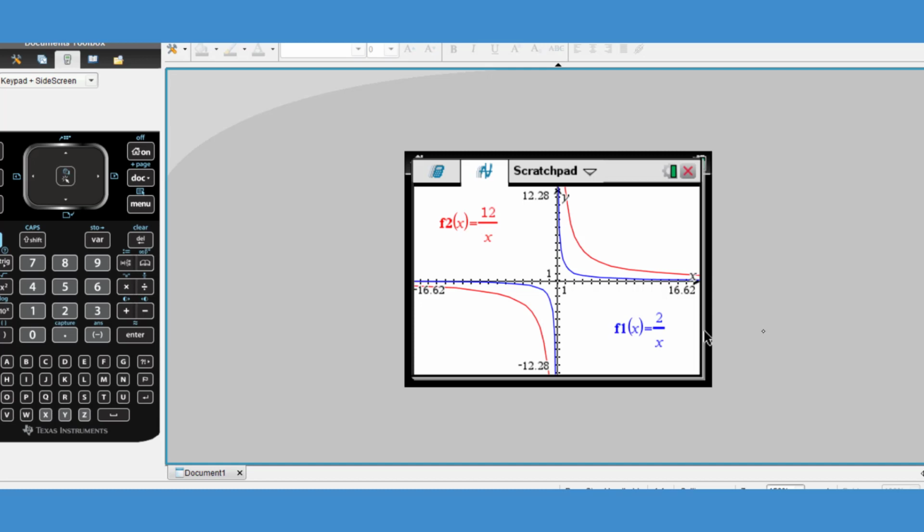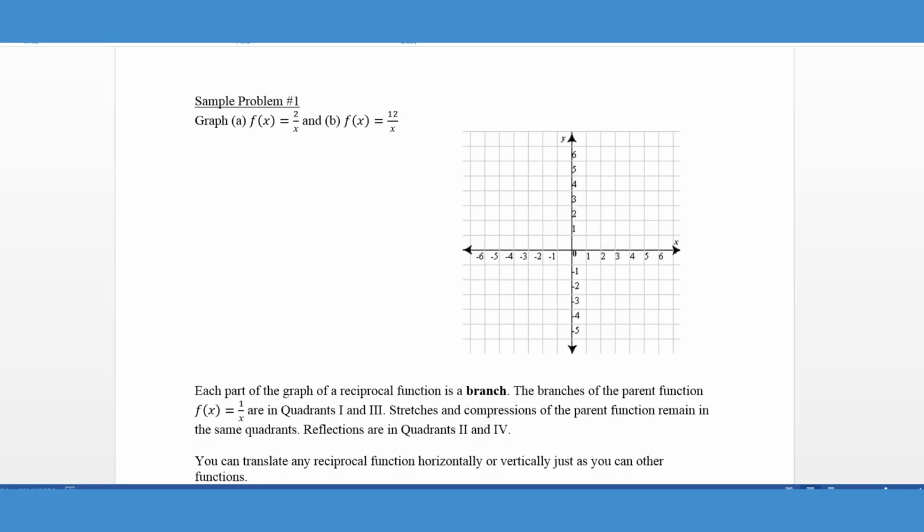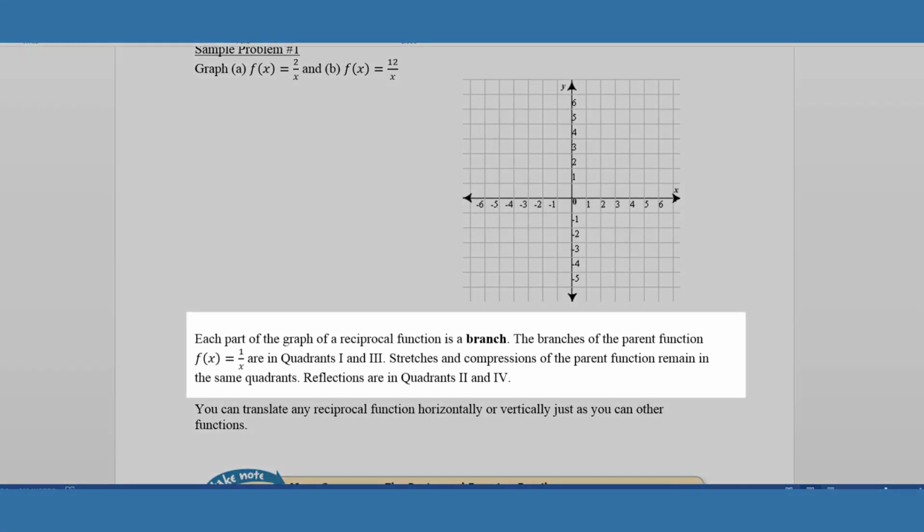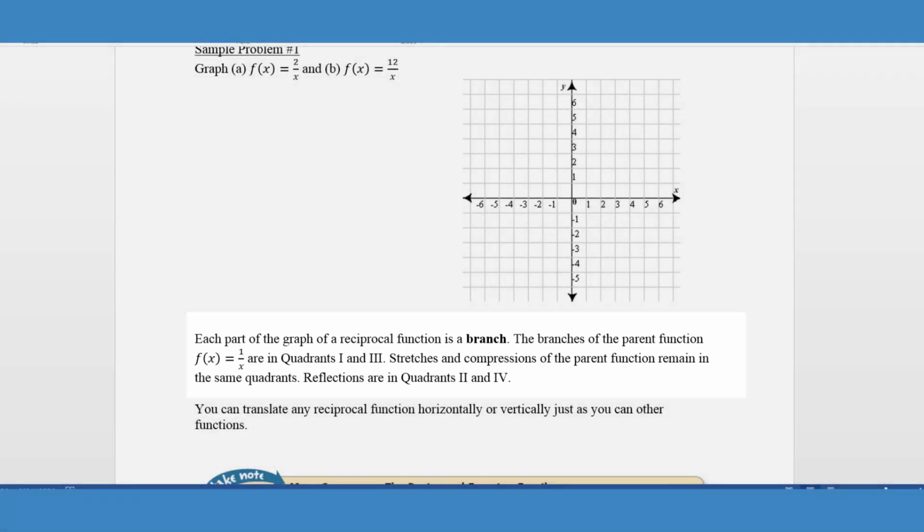Those are the graph of the same function. So they're together. They're not two separate parts. Well, you see here in the notes, we call those two separate parts branches of the reciprocal function. Okay, and so you got to understand that they go together. You can't have just one or the other.